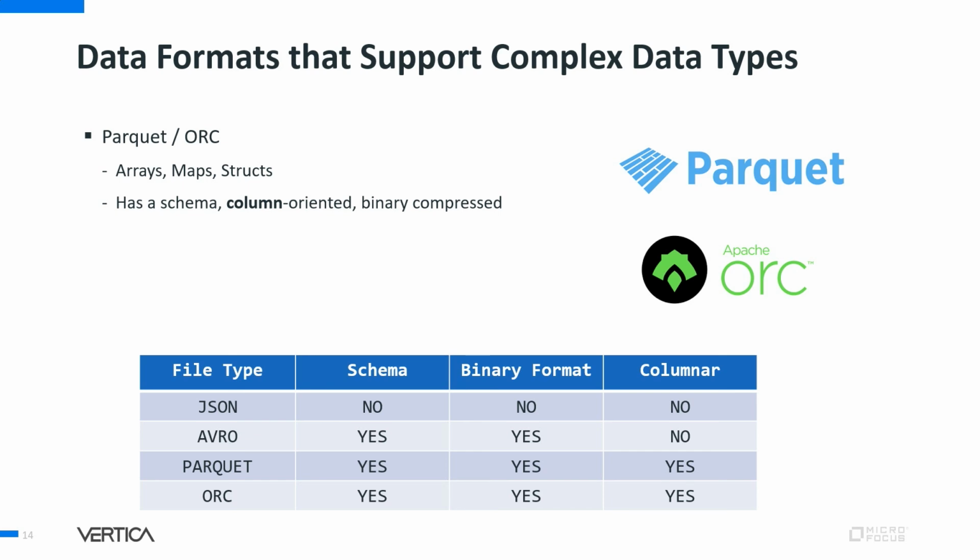This table offers a quick guide to what's supported differently across the 4 formats. JSON is the unique, unstructured, non-binary format, and Avro is row-oriented in contrast to ORC and Parquet.